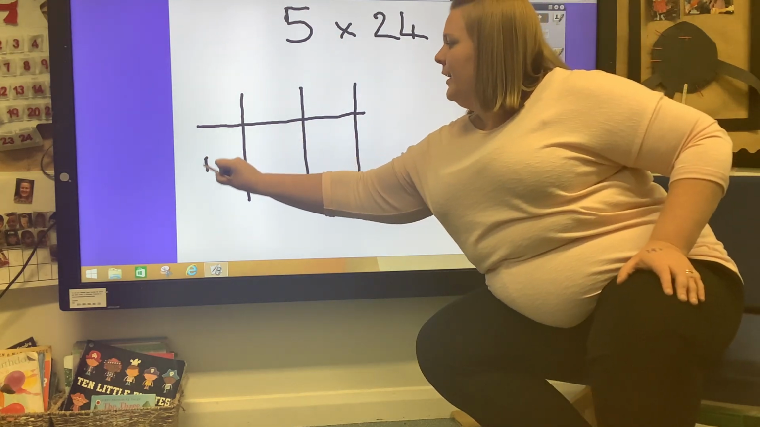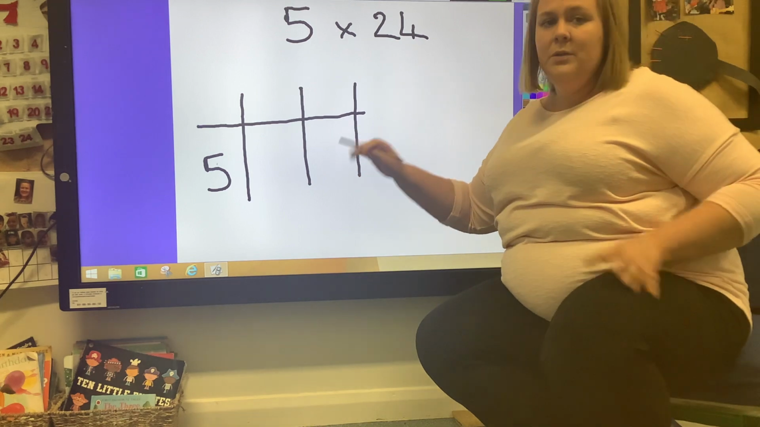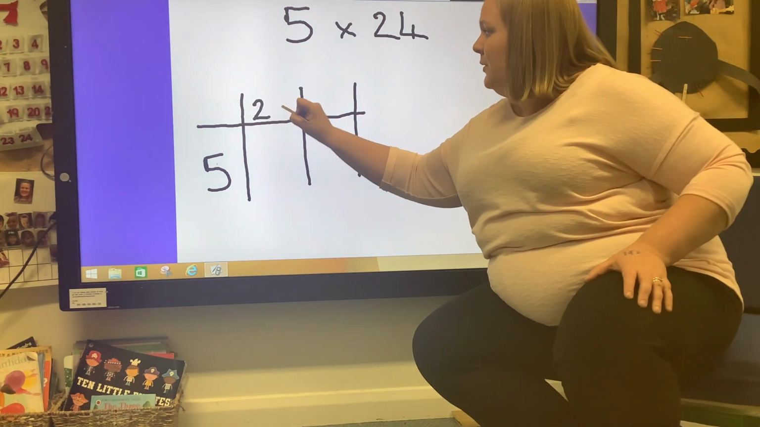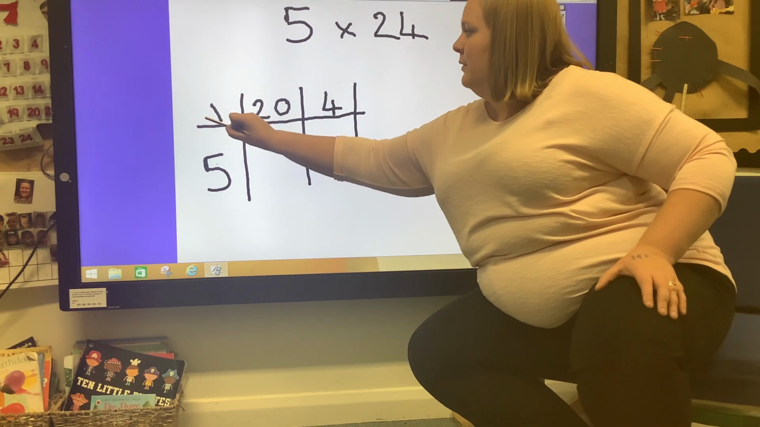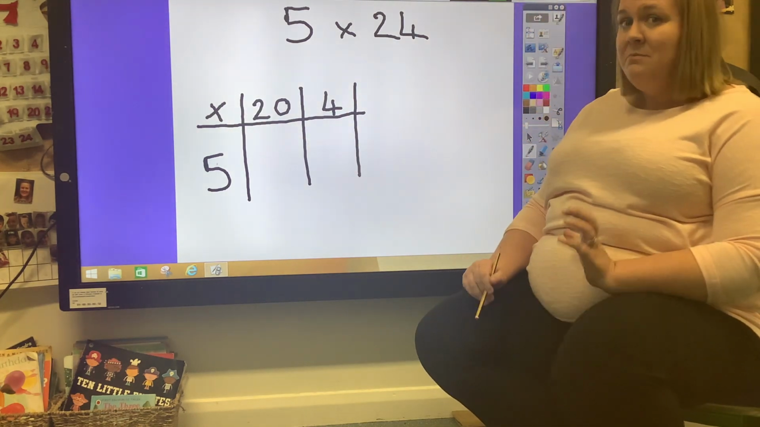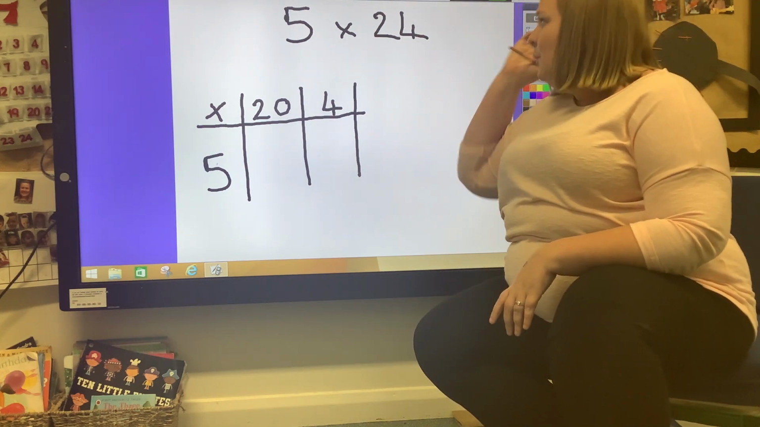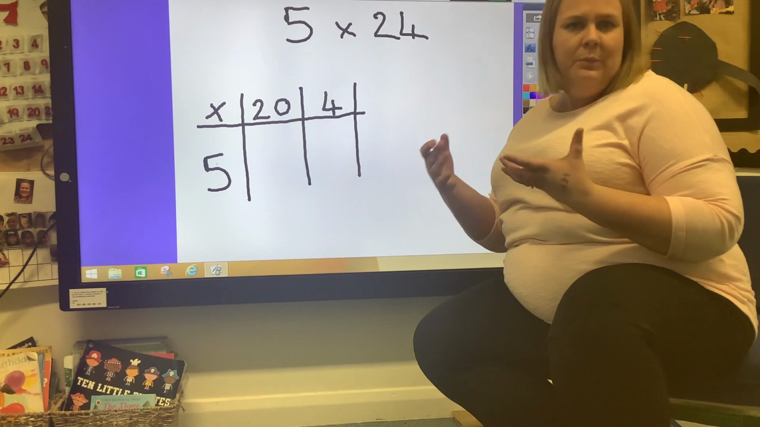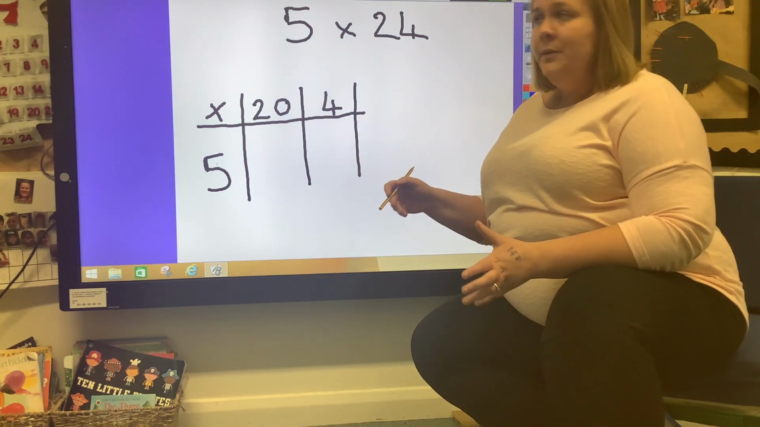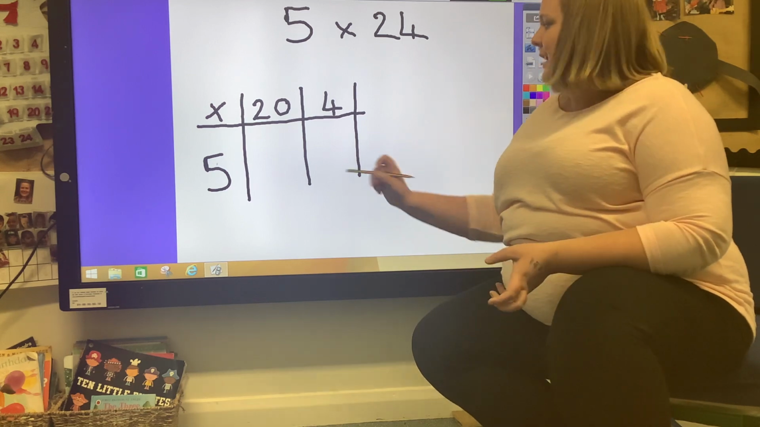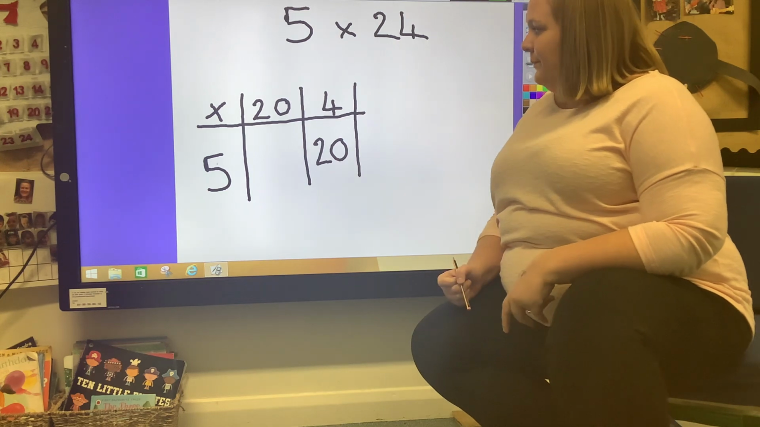I have my 5, but then I can partition my 24 to understand the place value a little more into 20 and 4. And that makes it much easier for me to use mental strategies to solve this calculation, whereas 24 times 5 in Year 3 would probably be a little bit too much to handle. 5 times 4 though, by Year 3 I should know my 5 times table, so I should be able to recall that that is 20.